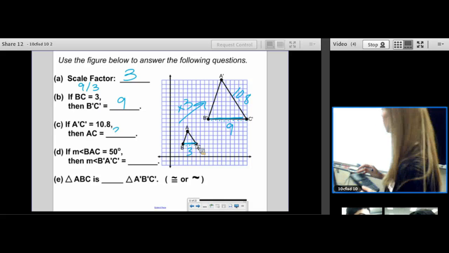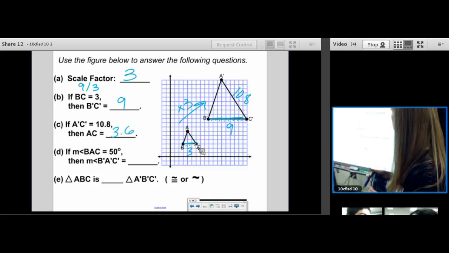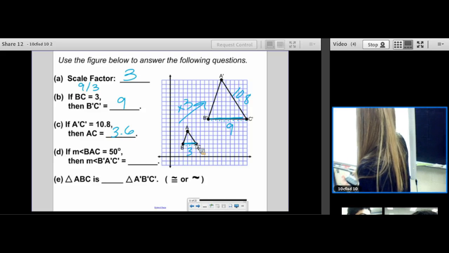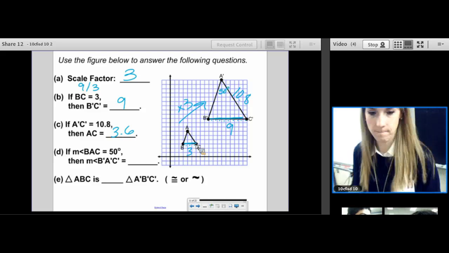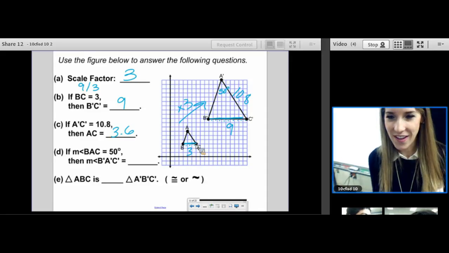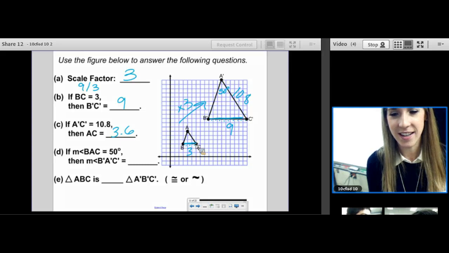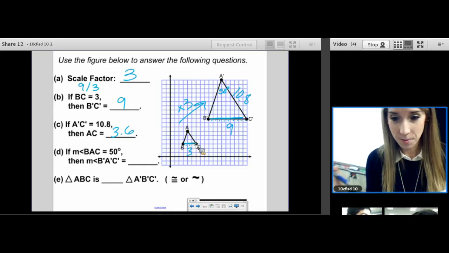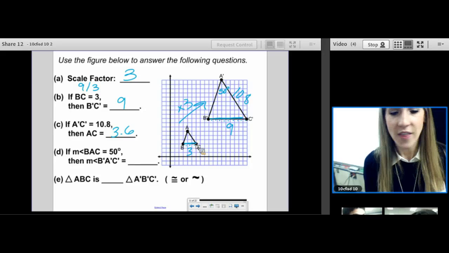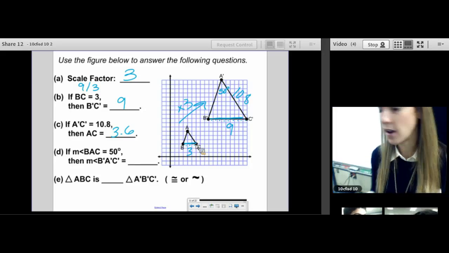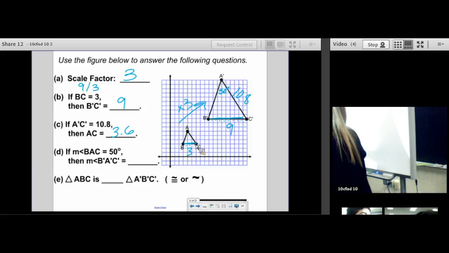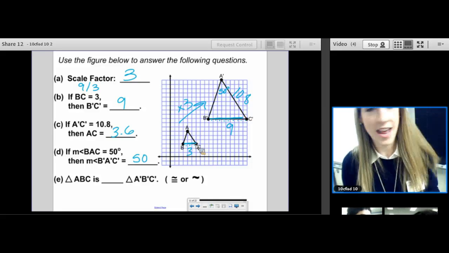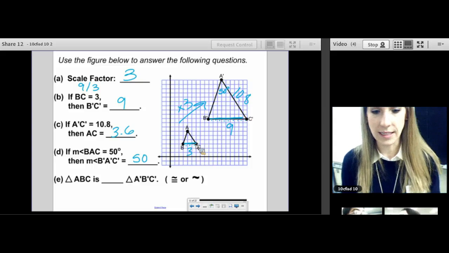We're getting smaller. If the measure of angle BAC is 50 degrees, then what's the measure of angle B prime A prime C prime? How'd y'all know it was 50? You didn't divide it by 3. Very good. So when figures dilate, when we have two similar figures, their angles are going to stay the same. We're going to talk more about that tomorrow. But the angles, even though the sides change, are going to stay completely intact.